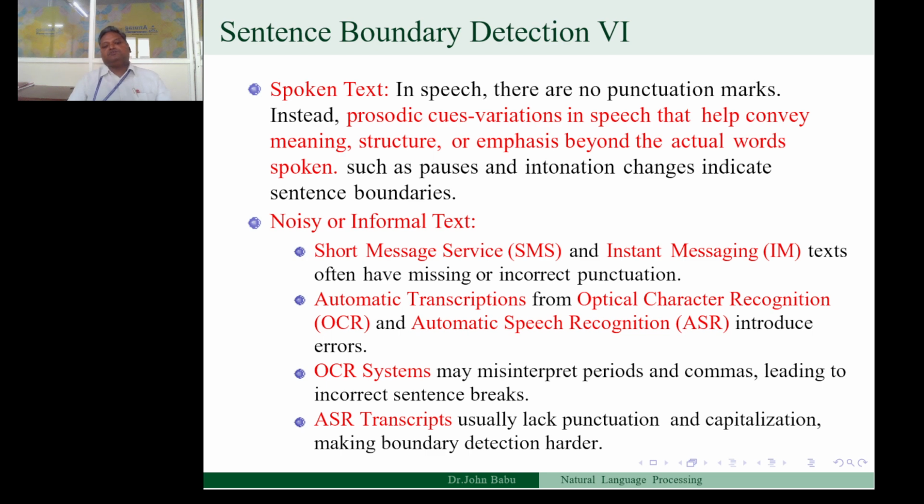So when you use an optical character recognition system, most of the time it will not do it perfectly. It will assume a comma to be a period, a period to be a comma, and some letters like F will not be copied and pasted perfectly. Then it will be very difficult for us to find the boundaries.